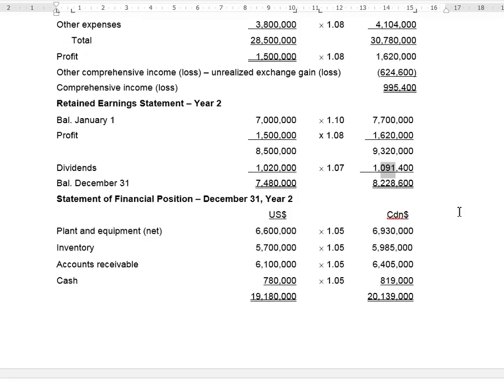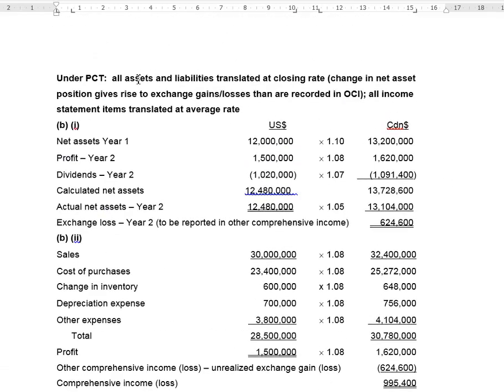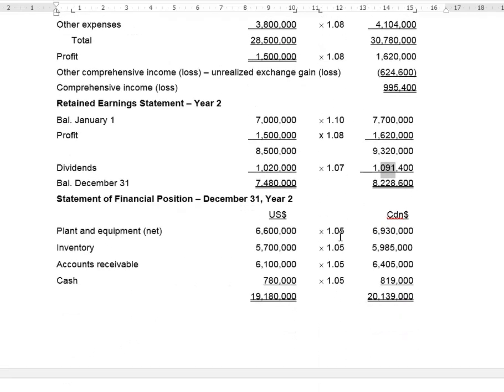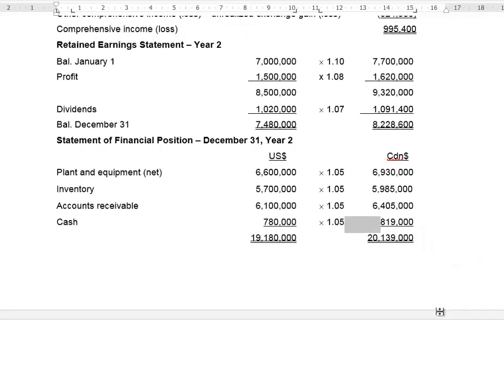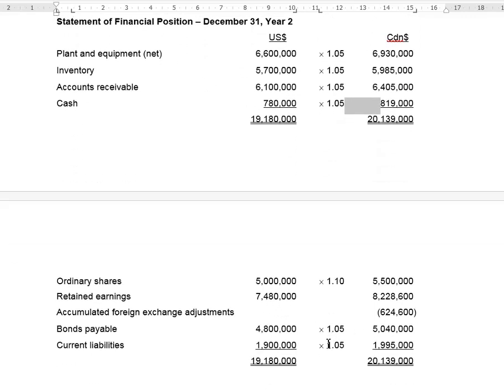So if we go to our statement of financial position, again, don't forget, it's much easier. All assets and liabilities are translated at the closing rate, and we have that as 1.05 in our question. So we're going to get total assets of $20,139,000. If we look at our liabilities, again, we would translate those at 1.05.